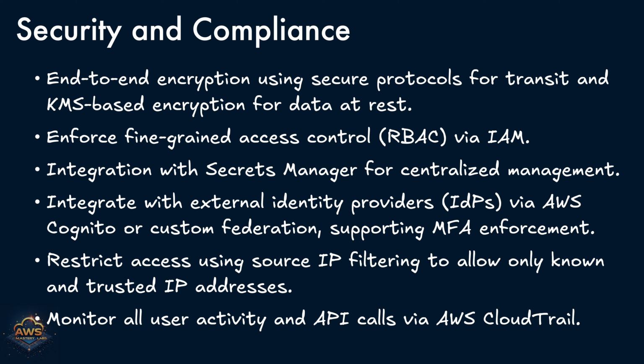Access control is tightly managed through AWS Identity and Access Management. Each user is associated with a specific IAM role that defines precisely what they can access, down to the bucket, prefix, or even individual files. This enables a least privilege model, reducing risk by ensuring users only see what they need. Credential management is streamlined with AWS Secrets Manager.